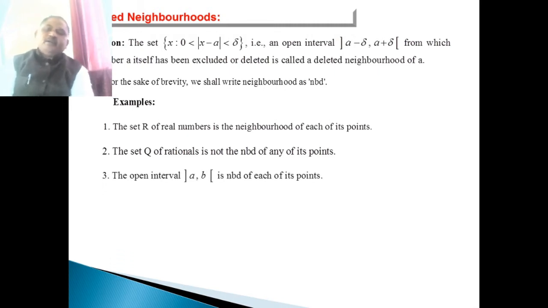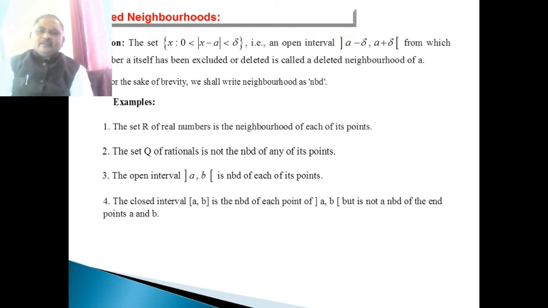Next, the open interval (A, B) is the neighborhood of each of its points. Another example: the closed interval [A, B] is the neighborhood of each point of the open interval, but it is not the neighborhood of the end points A and B.